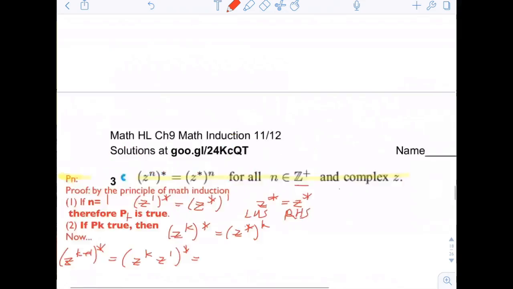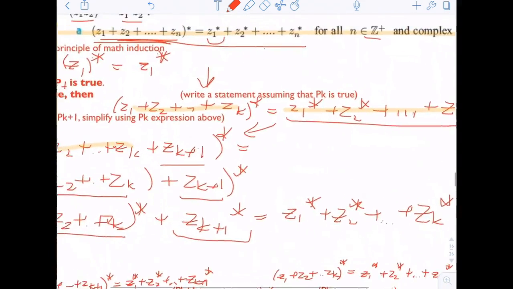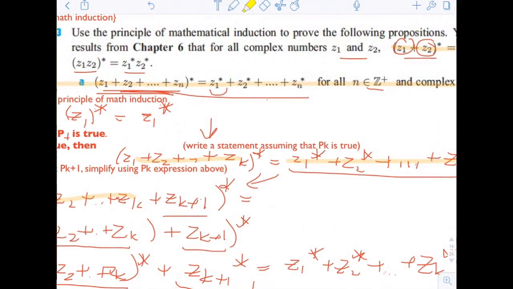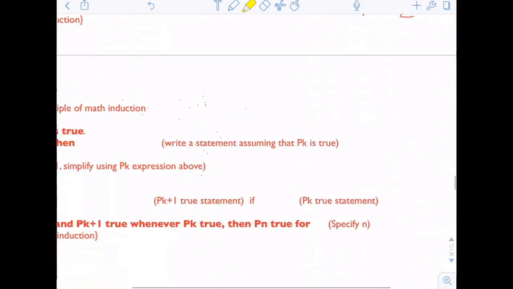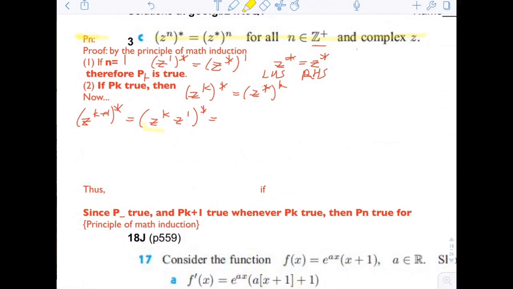And we're going to use, like on the last page, remember that there is a rule which says that if you have two complex numbers multiplied together and conjugated, it's equal to each one conjugated separately and multiplied together. So let's use that, and we're going to assume that this is one complex number, and this is another complex number. Even though this is actually a bunch of complex numbers multiplied together, a bunch of complex numbers multiplied together is also a complex number. So we're going to rewrite it as z to the k conjugate times z to the first conjugate, which is just z conjugate.